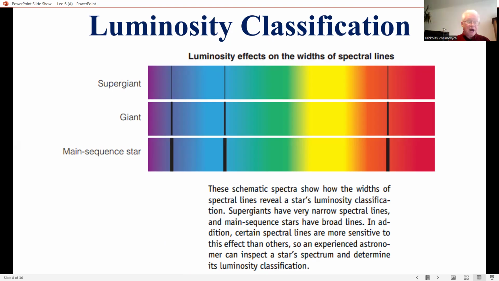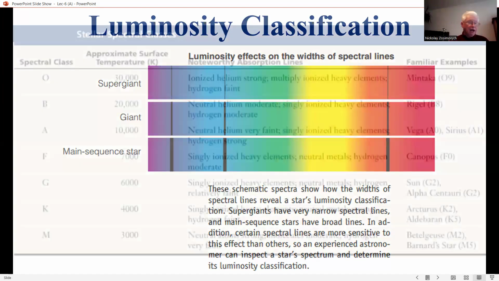Hydrogen Balmer lines are an example. In the spectrum of a main sequence star, the Balmer lines are broad because the star's atmosphere is dense and the hydrogen atoms collide often. In the spectrum of a giant star, the lines are narrower. Let's look at this figure, please. This is because the giant star's atmosphere is less dense and the hydrogen atoms collide less often. In the spectrum of a supergiant star, the Balmer lines are very narrow.